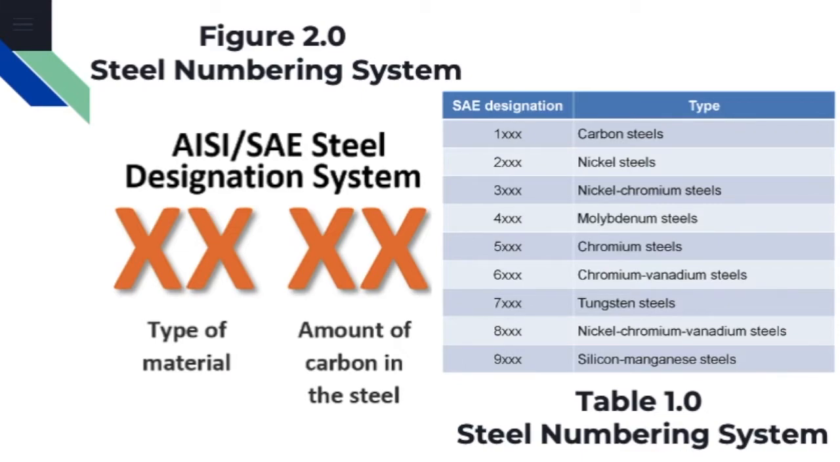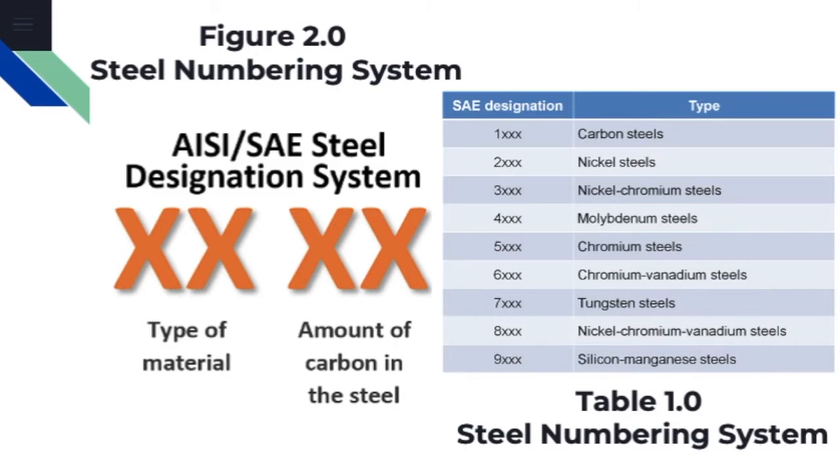For other alloy steels, the first digit on all other alloy steels, under the SAE and AISI system, are then classified as follows. For 2, it is the nickel steels. 3, nickel chromium steels. 4, molybdenum steels. 5, chromium steels. 6, chromium vanadium steels. 7, tungsten chromium steels. 8, nickel chromium molybdenum steels. 9, silicon manganese steels, and various other SAE grades.